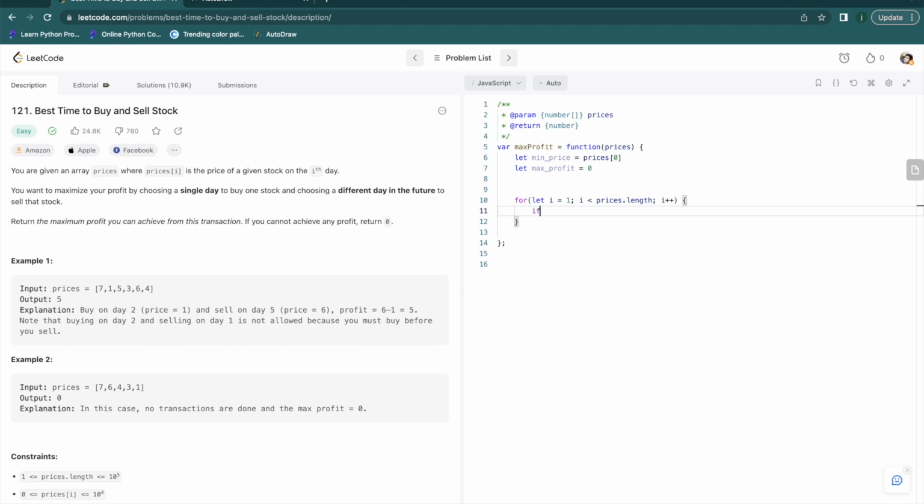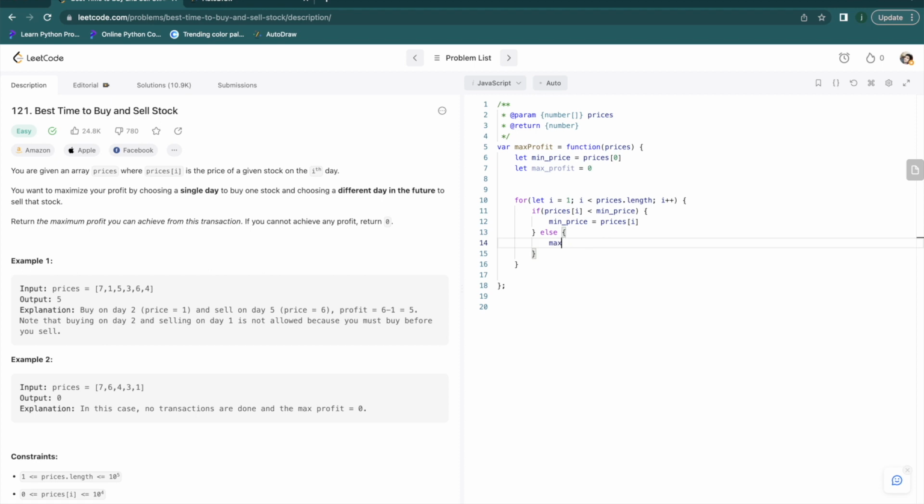Here the first and foremost thing that I'll be checking is if my current price, which is prices of i, is less than the minimum price. If it is less than the minimum price, you know what to do. We need to update our minimum price with the price at the current index. So if it is less than that, we are going to update it with prices of i. If it is not, then you are already at a profit. So you've hit a number which is greater than the minimum price. In that case, you're going to check the difference.